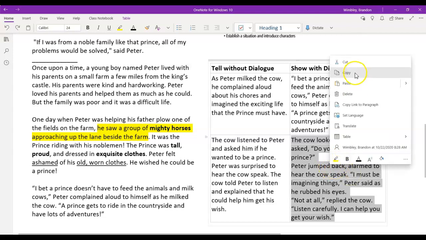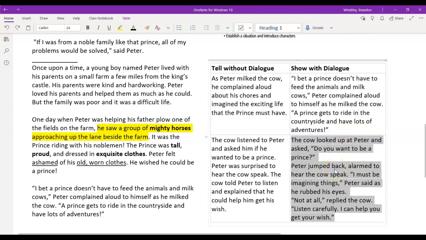So what we have right here is we have this cow talking. He's asking that question to Peter, "Do you want to be a prince?" And then we have Peter's response, that's surprise.